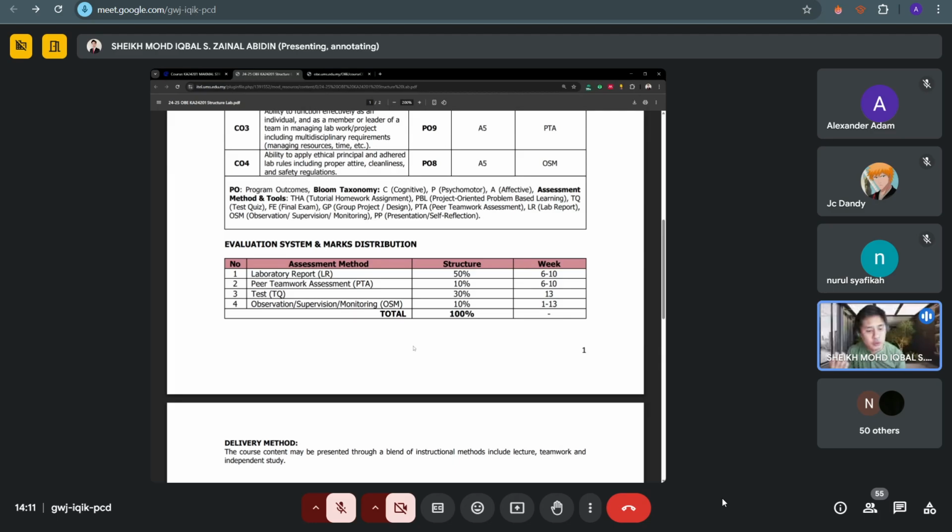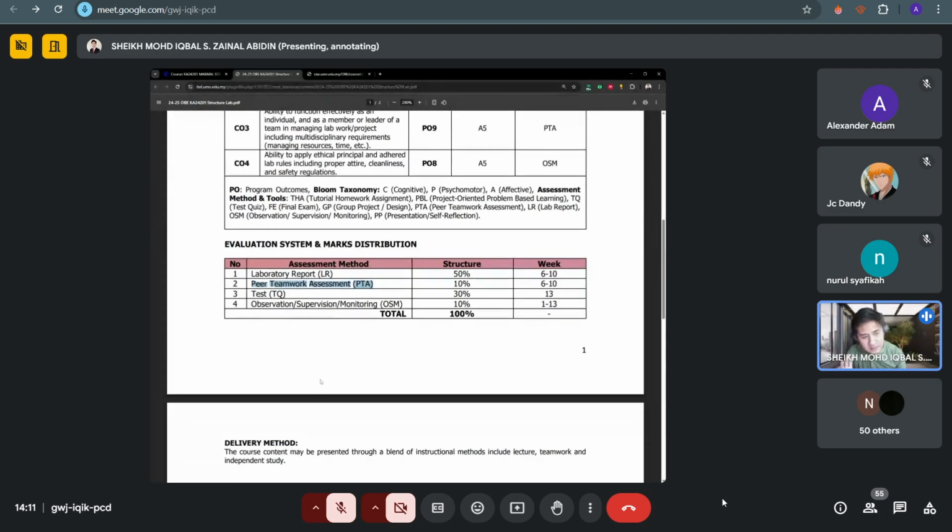So if a lot of your lab members are giving you low marks for your peer teamwork assessment, then something is going on here. All right. So if you have a problem with your lab members, for example one of them is not contributing, this is where you give marks to your fellow members.